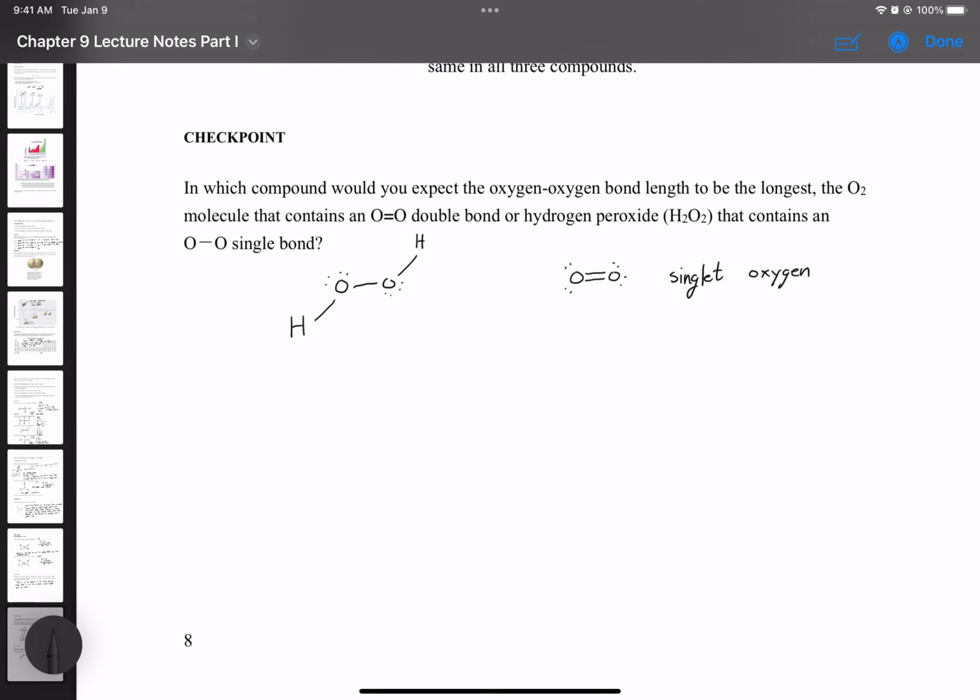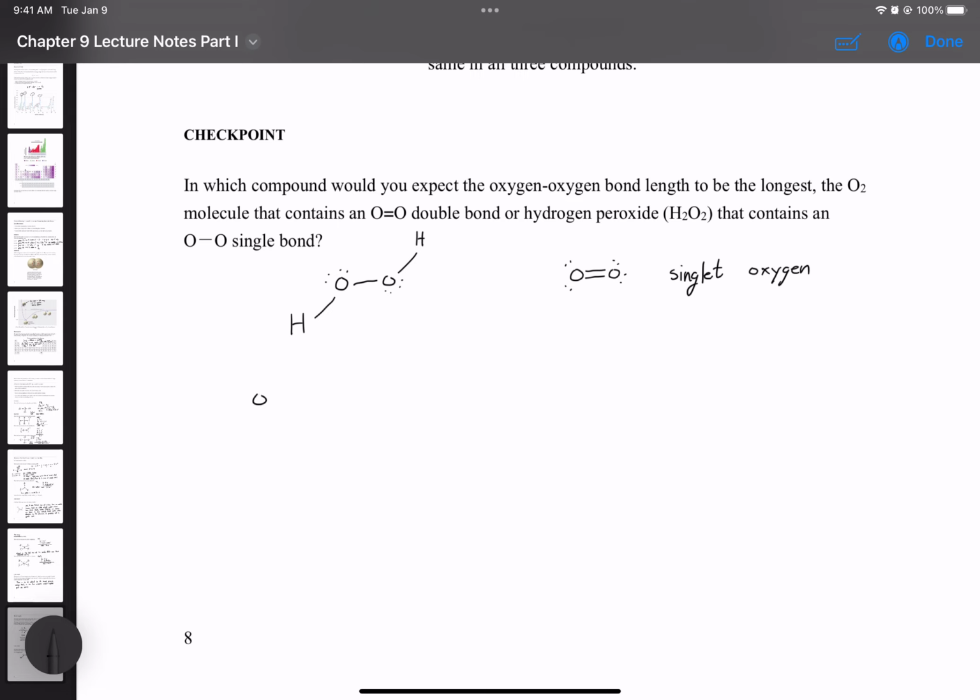Okay, so what we can say is that the oxygen single bond. So remember, when a bond's weaker, the bond length between two atoms is longer, so it's a weaker force of attraction. So the OO single bond will be longer.